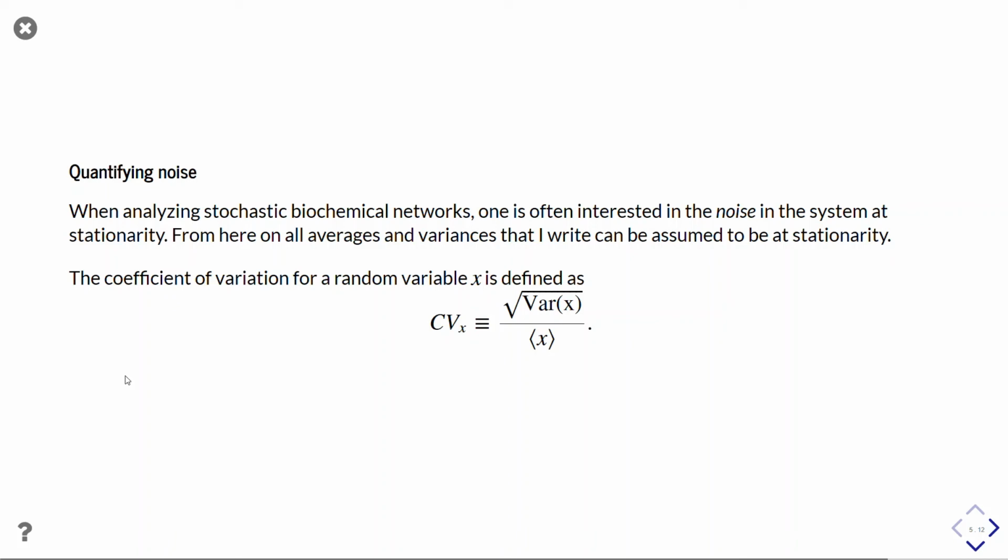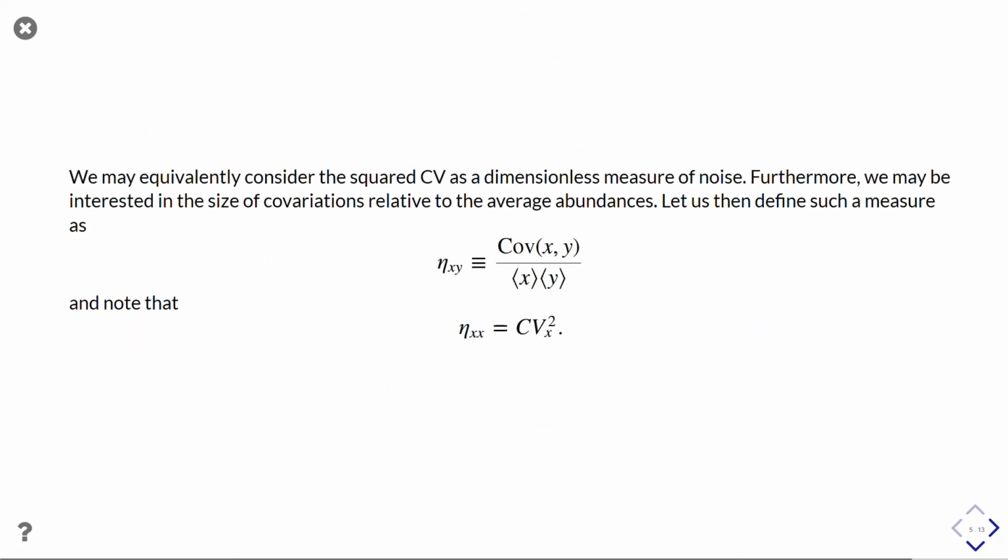The coefficient of variation for a random variable x is defined as the square root of the variance of x divided by the average of x. We denote the coefficient of variation for x as CV subscript x. This is a dimensionless measure of noise. One may equivalently consider the squared coefficient of variation as a dimensionless measure of noise.